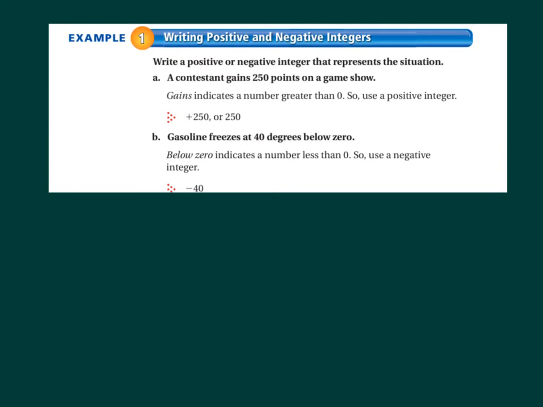So the first set of examples we have here are going to be pretty straightforward. Writing a positive or negative integer. The directions here say write a positive or negative integer that represents the situation, and we have quite a few of these. You just have to pay attention to what's going on in the word problem. It says a contestant gains 250 points on a game show. So what sign would that number be? Well, if they gain 250 points, it's obviously going to be positive. So as far as your answer goes in your homework, you can just put 250.